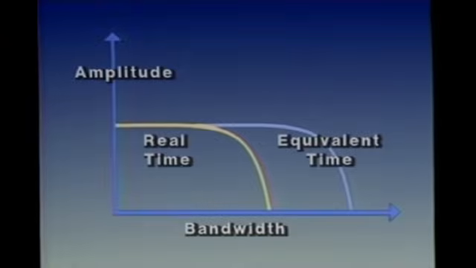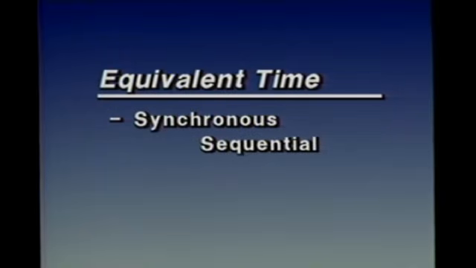Digital storage oscilloscopes typically use real-time sampling to capture both single-shot and repetitive signals. Equivalent time sampling allows DSOs to extend scope bandwidth. With repetitive signals, we can use equivalent time sampling to increase the effective sample rate. Equivalent time sampling has two major subsections: synchronous sequential sampling and random sampling.